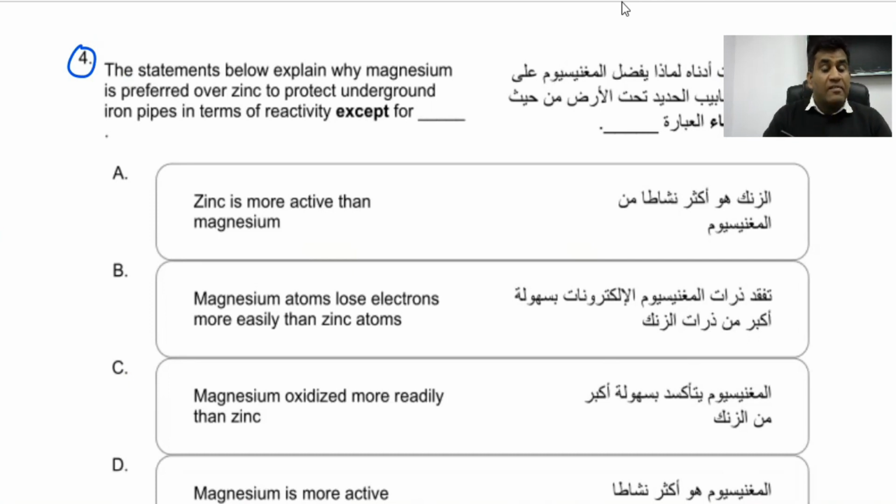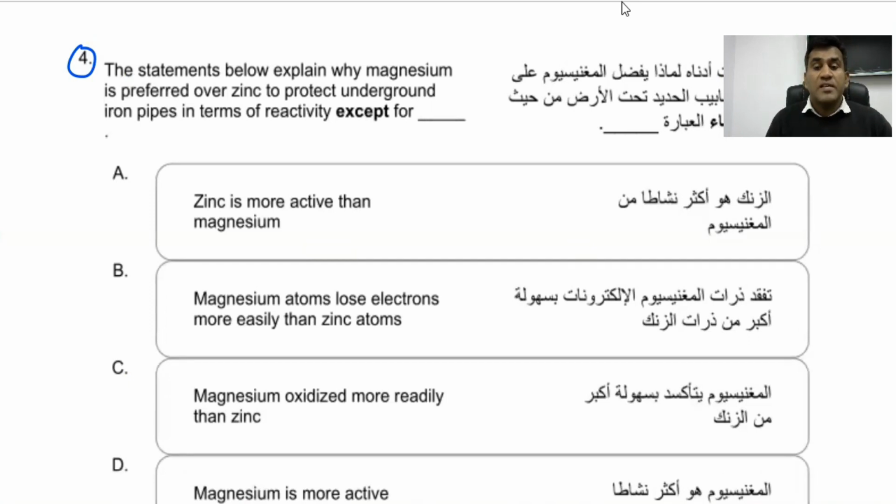So iron will be protected. But if you are using zinc as a protective layer along with the iron, the iron will get reacted more easily as compared to zinc, so that iron is getting oxidized and it is not getting protected. So to protect the iron pipes underground, we have to use magnesium, not the zinc.